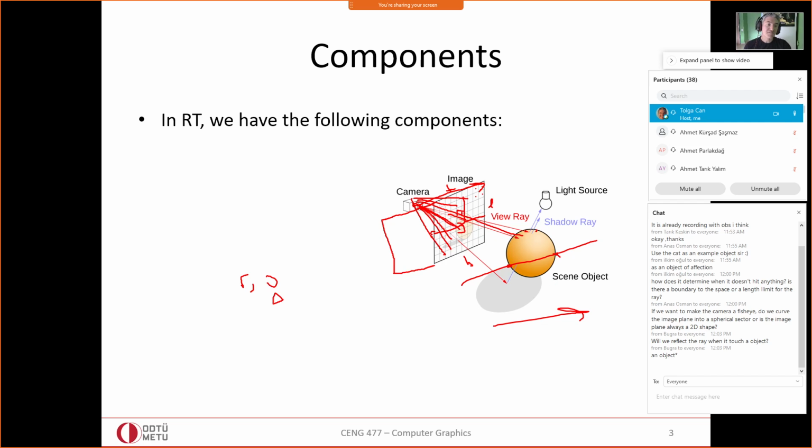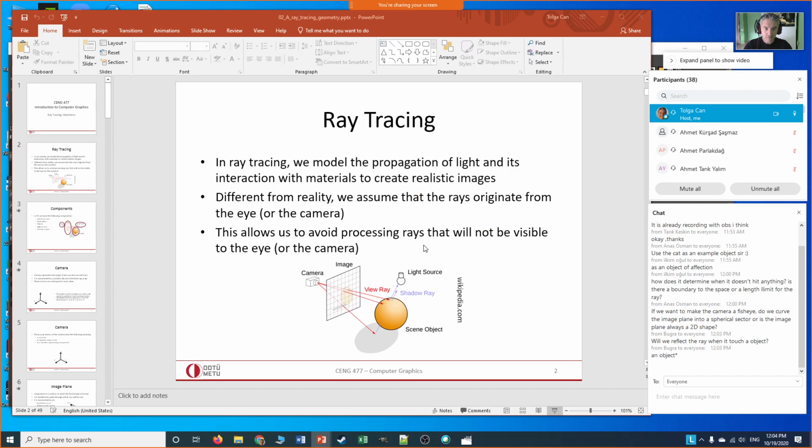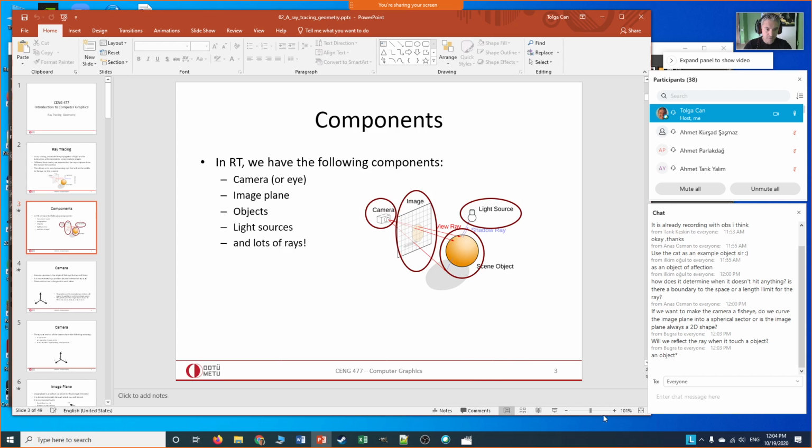So will we reflect the ray when it touches an object? That's a very good point. This is how we are going to get reflections of other objects. For example, things like this. Let me again erase this slide and come back to it again.